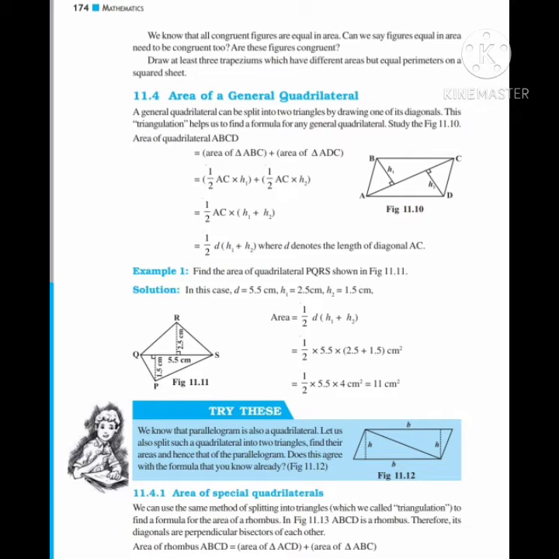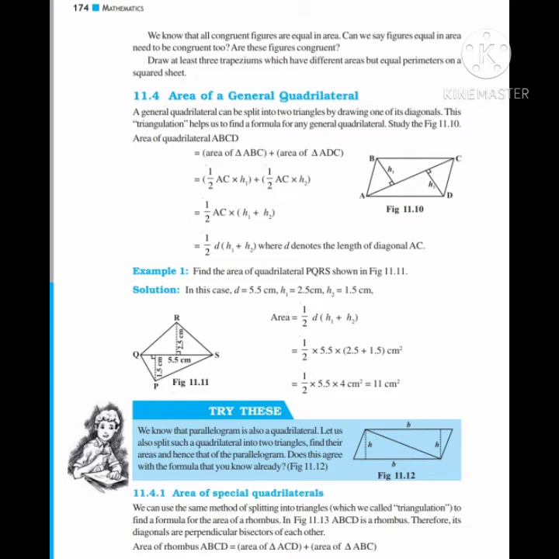Now area of special quadrilaterals. Go to example number 2. Children, you have to do these solved examples in your notebook, with the proper heading. Like in area of trapezium, you will be doing 2 sums of try these. Then in area of a general quadrilateral, you will be solving example 1. Now in area of special quadrilaterals, you will be solving example 2, as well as you will be doing try these.